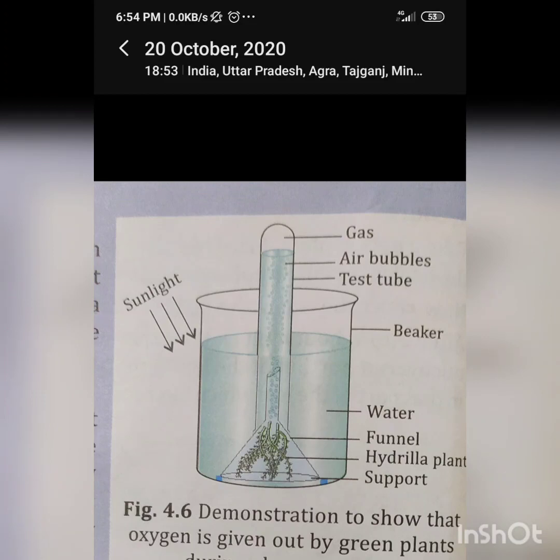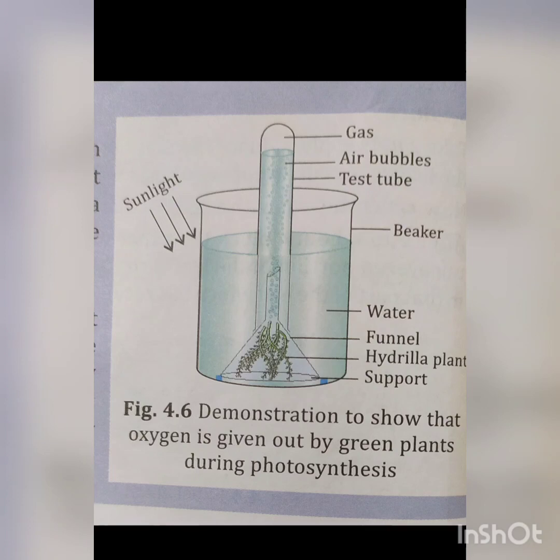We perform an experiment to demonstrate that oxygen is given out by green plants during photosynthesis. The materials required for it are a beaker with water, funnel, test tube and an aquatic plant, hydrilla. The procedure for it is as follows. We take a few leafy hydrilla plants and keep them in a funnel.